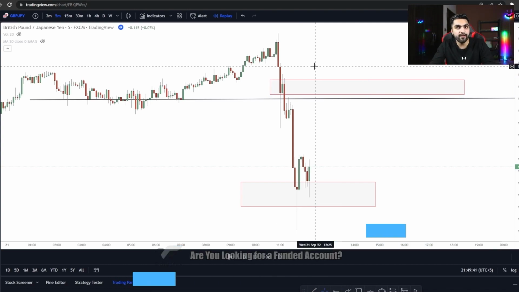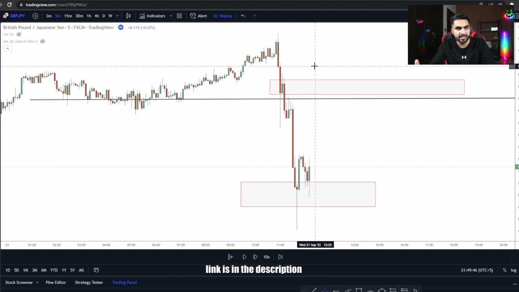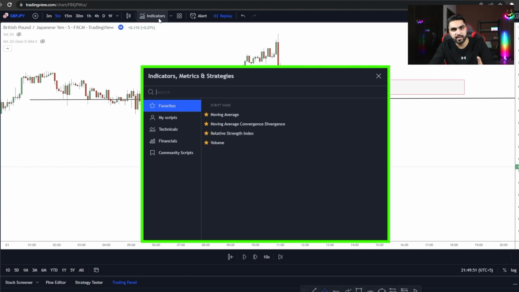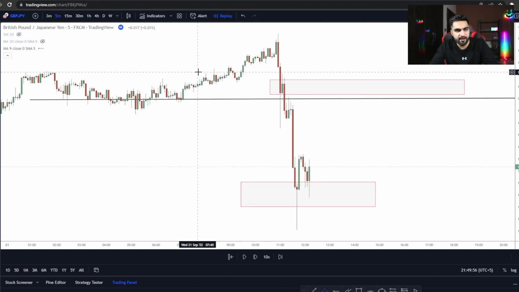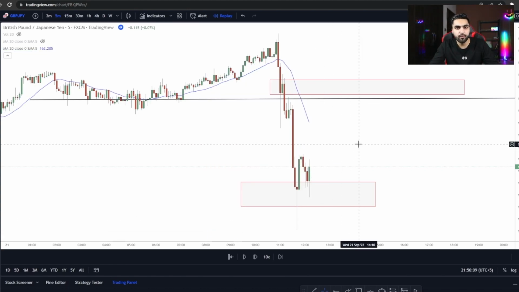Now for us to have the confirmations, the confluences that the pullback is officially ended and the sellers will continue their movement, we are going to need one indicator which is called moving average. And once we add the moving average, we have to change its settings and put 20 length inside this setting. So we are going to be using a 20 period moving average to have confluences when the pullback is completed and the market is going to resume its trend to the downside.